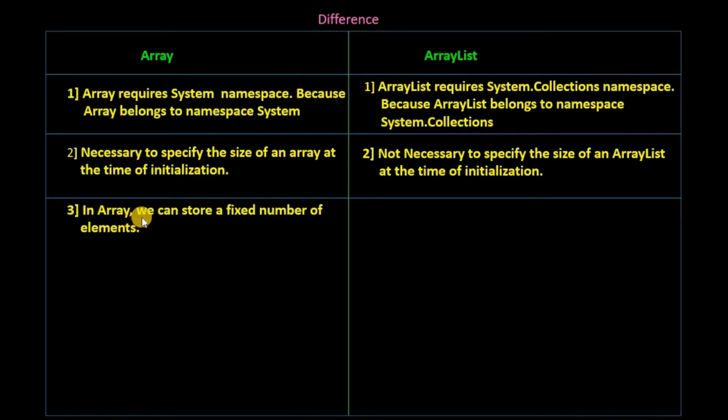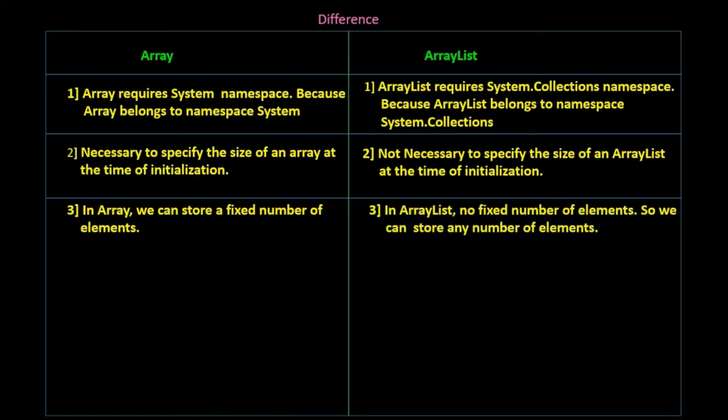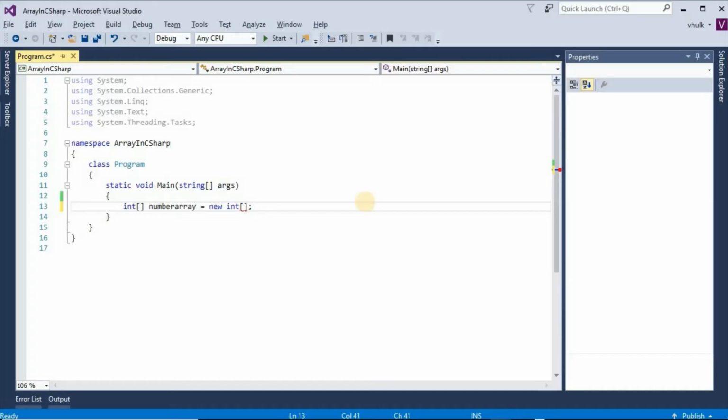In an array, we can store a fixed number of elements. In an ArrayList, there is no fixed number of elements, so we can store any number of elements. So the size of the ArrayList is 5.